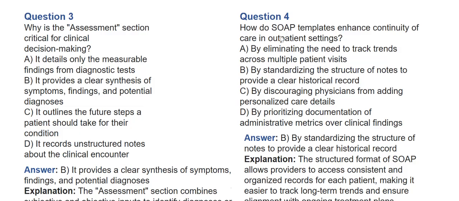Question 4. How do SOAP templates enhance continuity of care in outpatient settings? A. By eliminating the need to track trends across multiple patient visits. B. By standardizing the structure of notes to provide a clear historical record. C. By discouraging physicians from adding personalized care details. Or D. By prioritizing documentation of administrative metrics over clinical findings. It is B. By standardizing the structure of notes to provide a clear historical record.